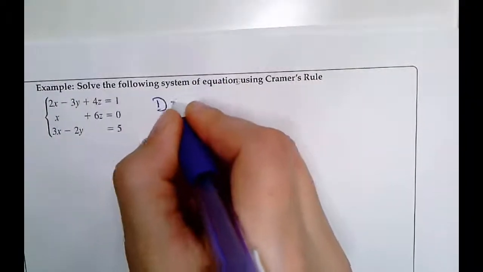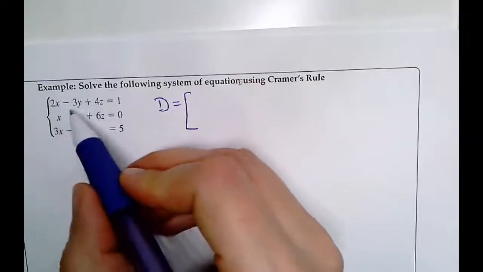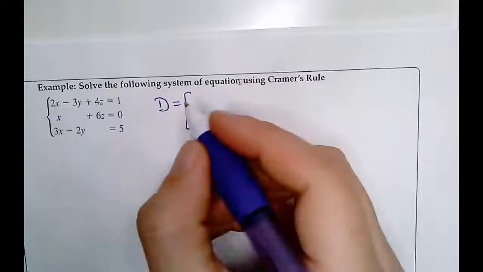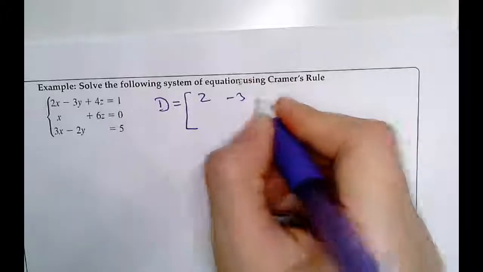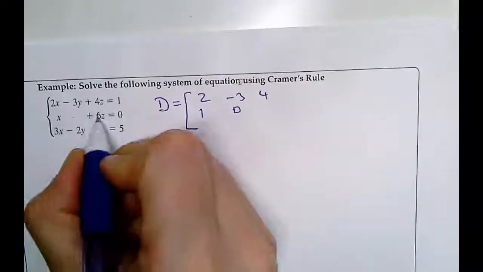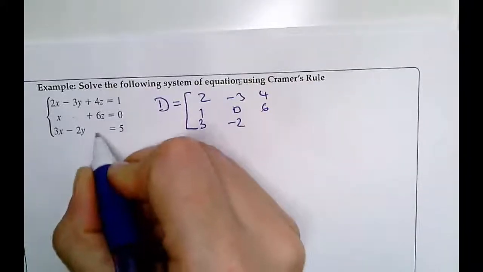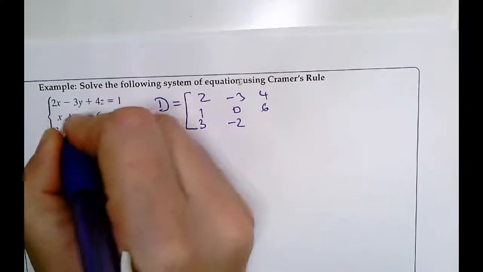So the coefficient matrix D is just going to be the coefficients of x, y, and z. In my case, x1, x2, and x3 are called x, y, and z. So it's going to be 2 for x, -3 for y, and 4 for z. 1 for x, there's no y in here, so it's 0, and then 6 for z. 3 for x, -2 for y, and there's no z here, so it's 0.